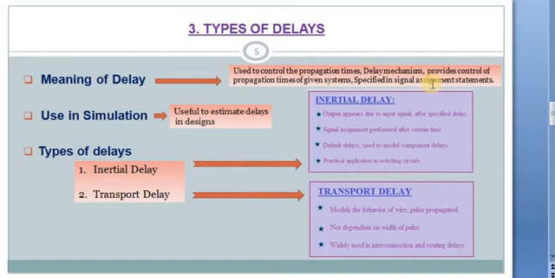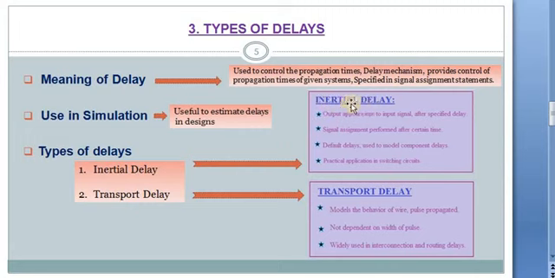Now what is the use of delays in simulation? The delays are useful in simulation models to estimate delays in the synthesizable designs. So let's study various types of delays. There are two types of delays in VHDL, that is inertial delay and transport delay. Let's discuss these two in detail now.